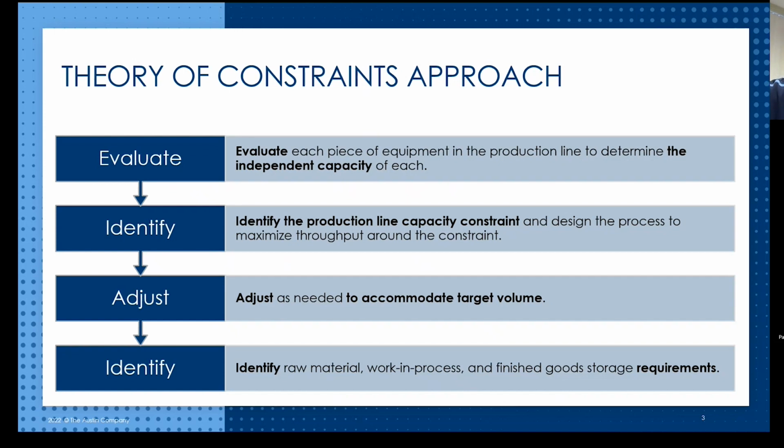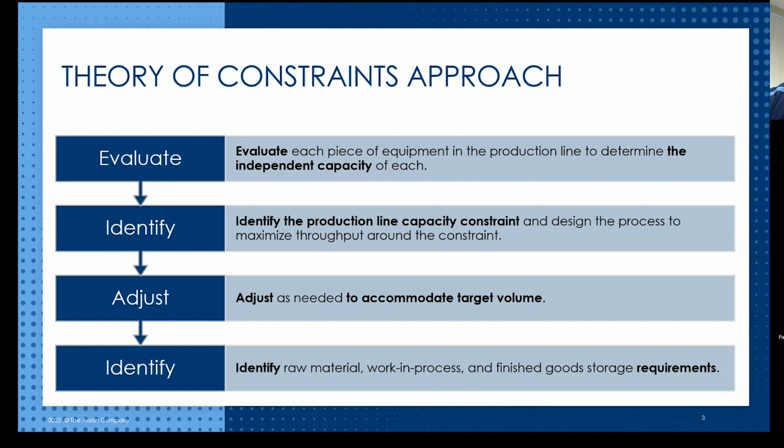Through that, we will identify the capacity restraint or bottleneck for the production line and try to understand why it is a constraint. Is there something we can do to increase this production capacity so it's not the constraint? If it is the constraint and will be in place in the future, we want to make sure there's plenty of capacity before and after it, so that the constraint is always utilized as much as possible. Once we identify that, we adjust as we can to accommodate the target volume. Then we identify the raw material, work in process, and finished goods storage requirements all around the production process and the constraint.